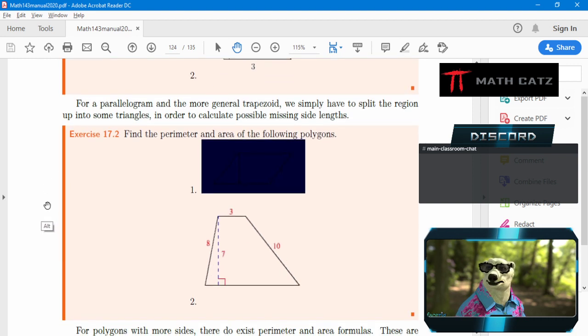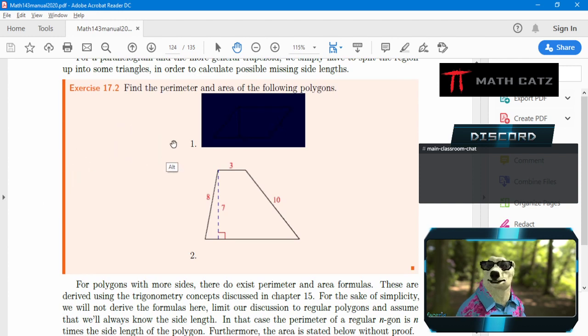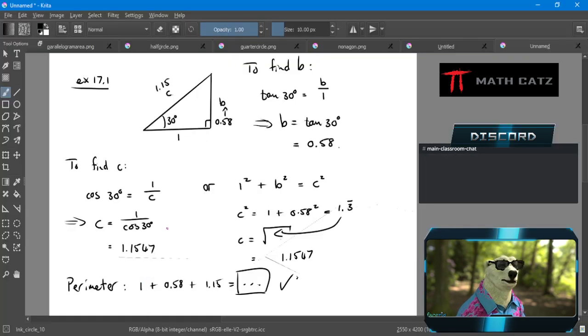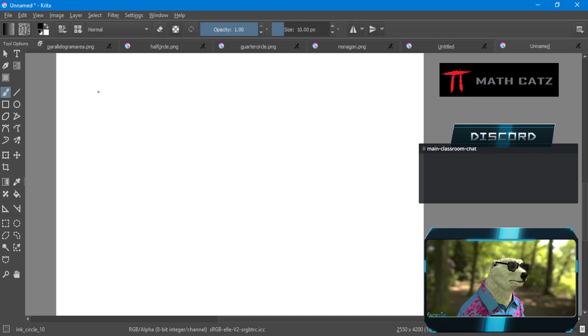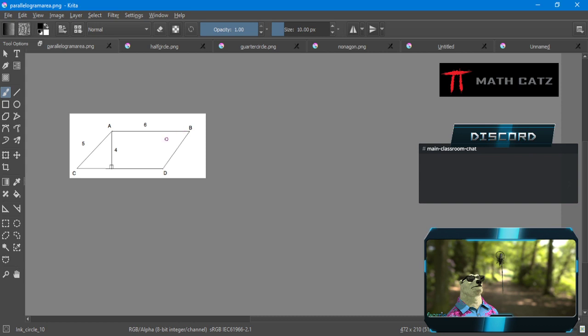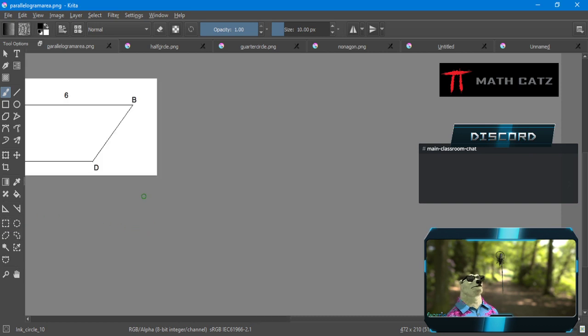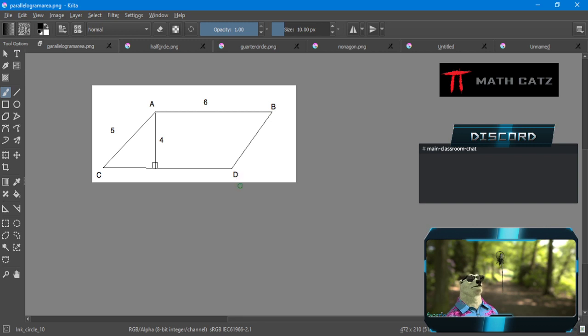We can, of course, do other shapes like in exercise 17.2. Now, the first one's a parallelogram, which I'll show you in a second, but it's again just perimeter questions. So, first, are there any questions on the triangle while I set up 17.2? No questions, I suppose. So my first one, I'll just show over here. I'll zoom in a little bit. That's what it should have looked like.